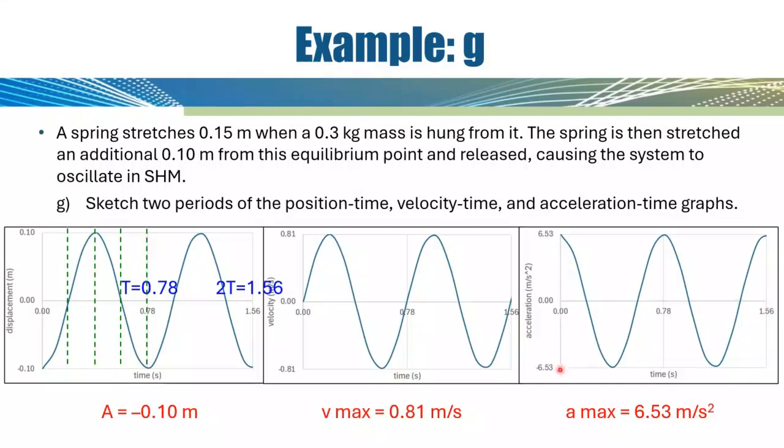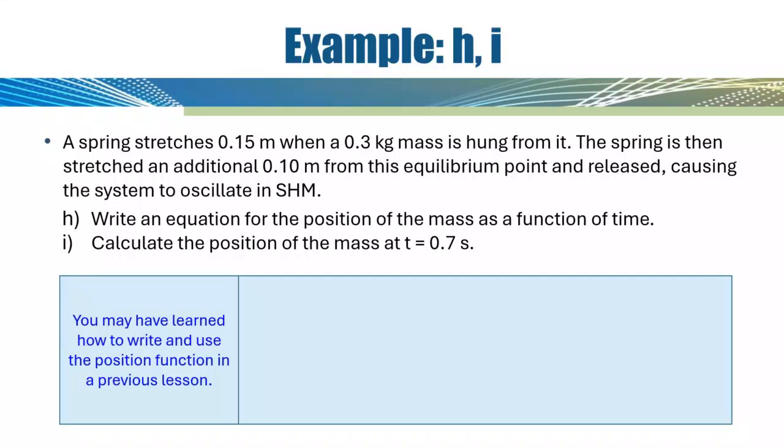And then the values for the y-axis we just calculated in the previous question, and that is positive 6.53 and negative 6.53. Letter H says write an equation for the position of the mass as a function of time.